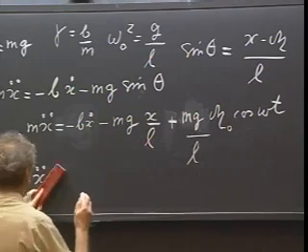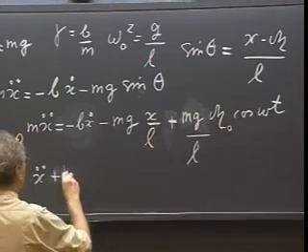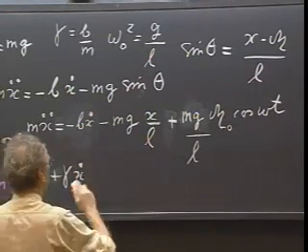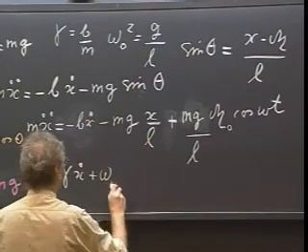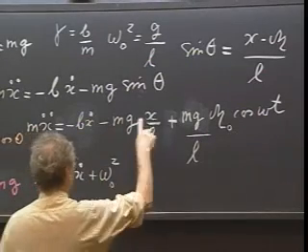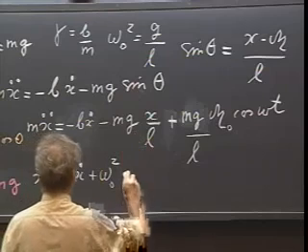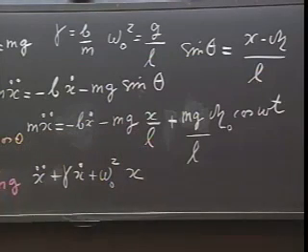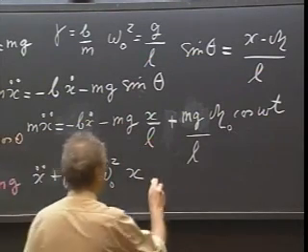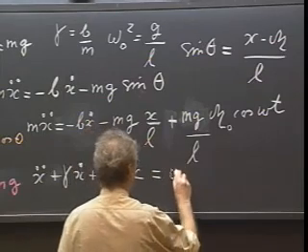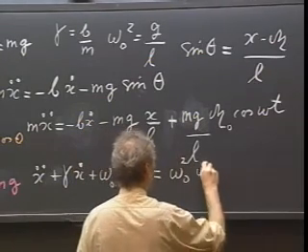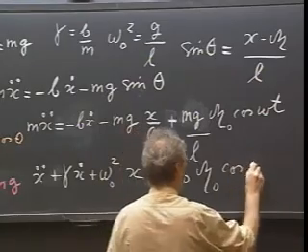m x double dot minus b x dot minus mg x over L, and then the minus and the minus becomes plus. So x double dot, now we get plus gamma times x dot, and now we get plus omega 0 squared times x, because g over L is omega 0 squared. So I divide the m out, and now I get equals omega 0 squared times eta 0 times cosine omega t.